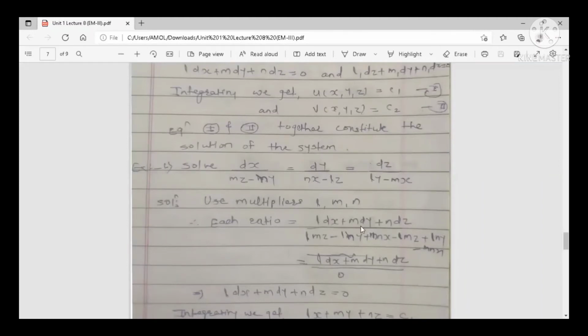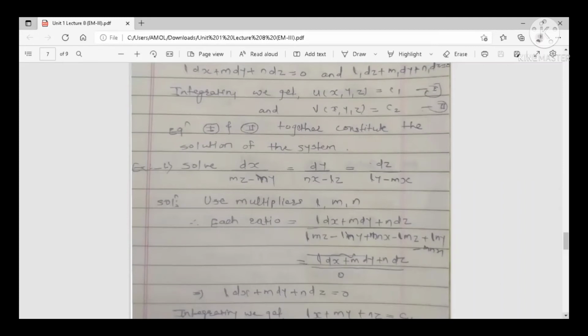So the term will be l dx plus m dy plus n dz upon, you multiply the first term by l, so that the terms are lmz minus lny. You multiply the second term of the denominator by m, so that you will get mnx minus lmz. You multiply the third term by n, so that the term will be lny minus mnx. Now you do the addition of all the terms. If we do the addition, we are getting 0 here.